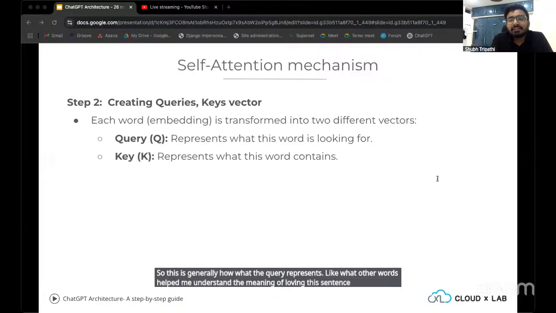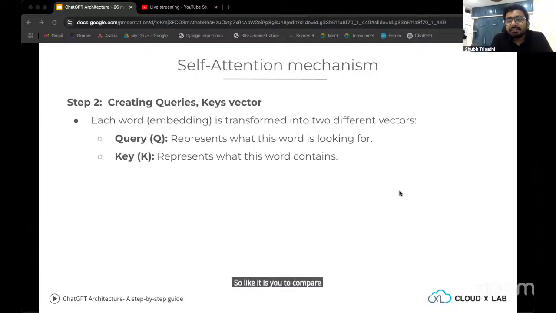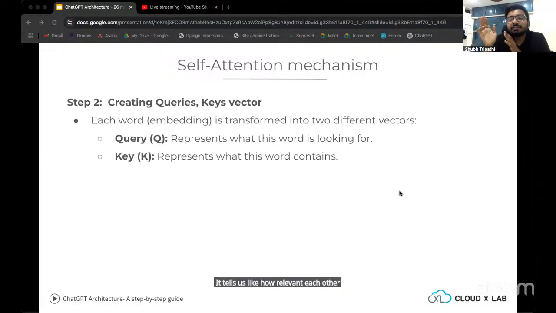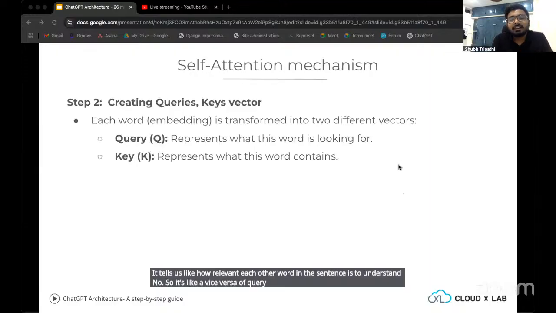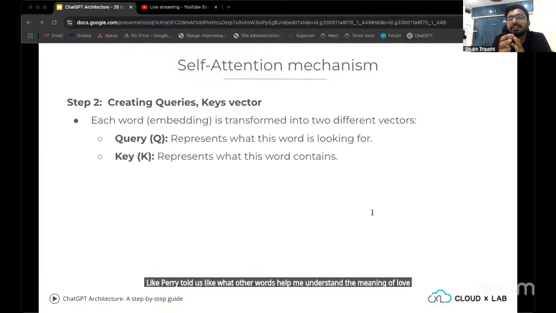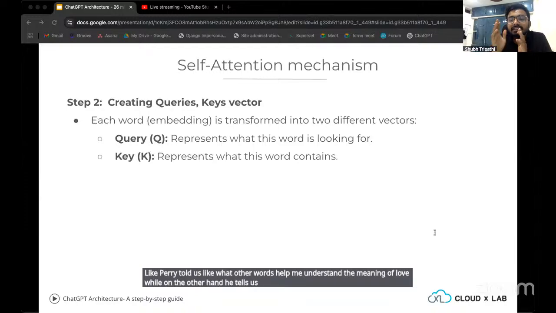Then there is a key vector. The key is another representation of the word used to compare with other words. It is used to compare with query vectors during the calculation of attention weights. The key acts like an answer to the query. It tells us how relevant each other word in the sentence is to understand love. So it's like a vice versa of the query. Query told us what other words help me understand the meaning of love, while key tells us how relevant each other word in the sentence is to understand love.